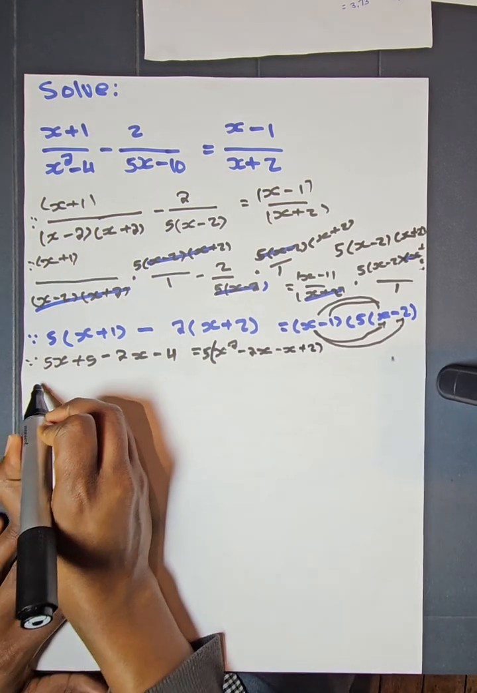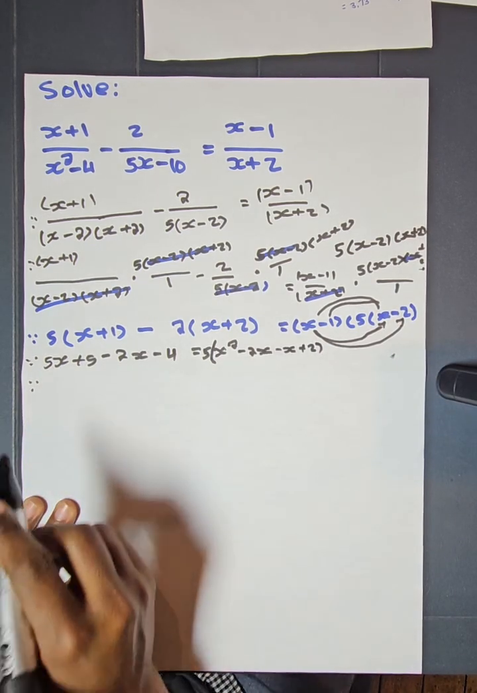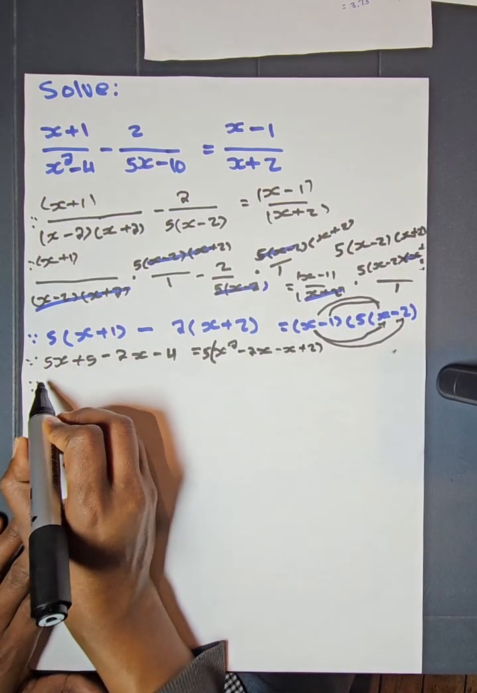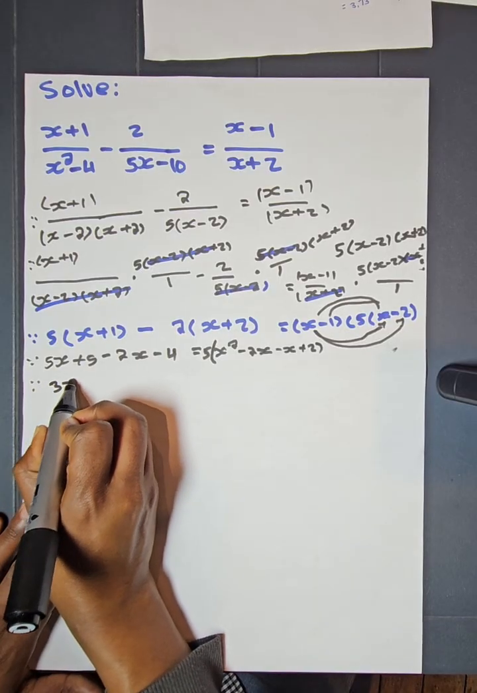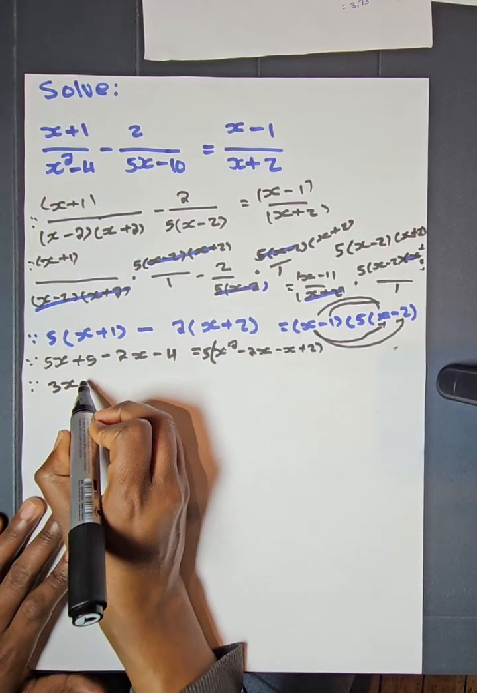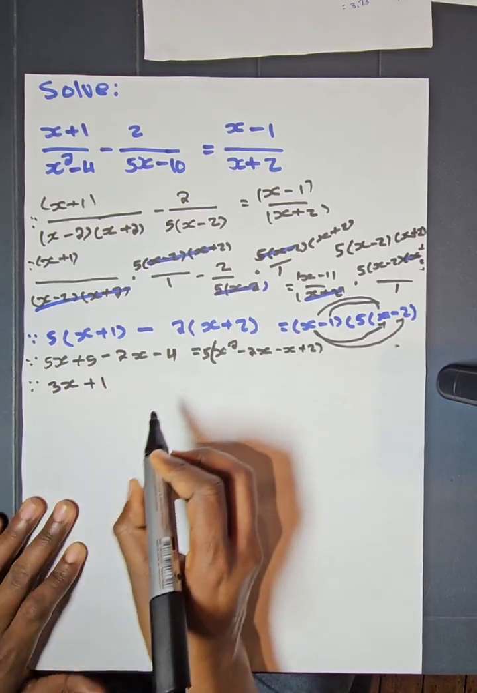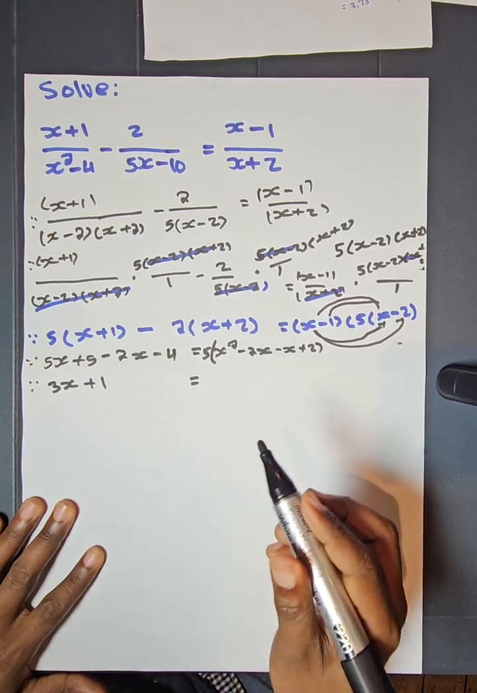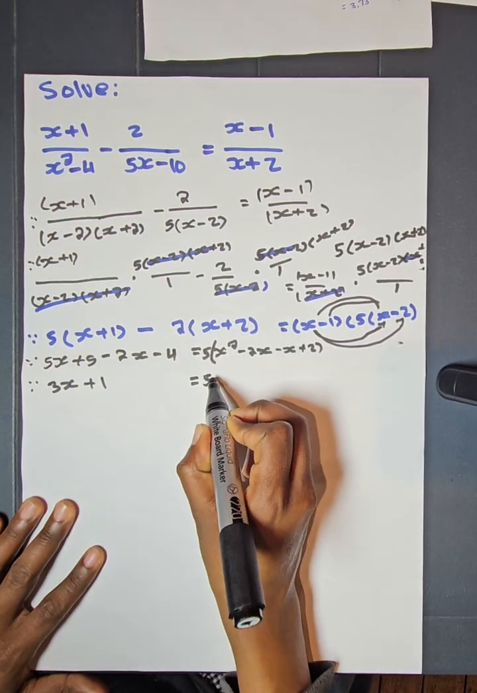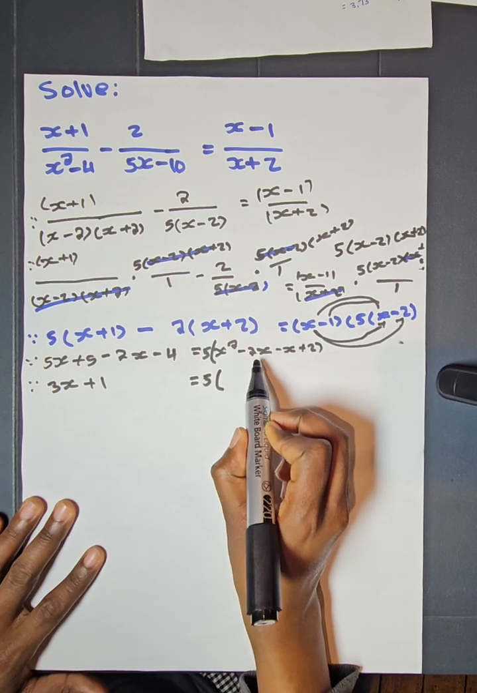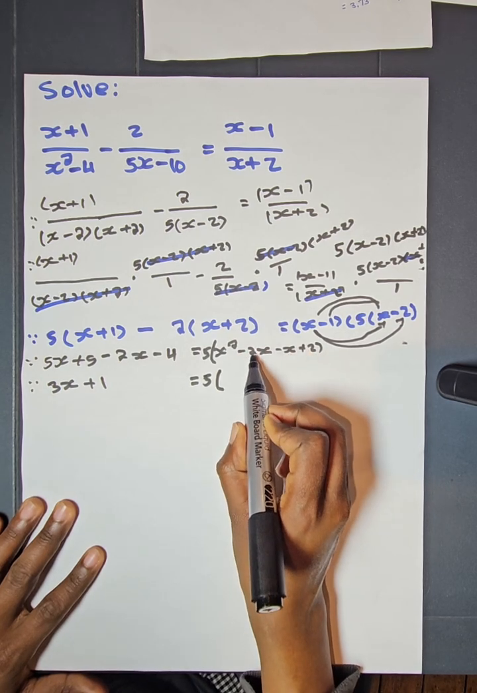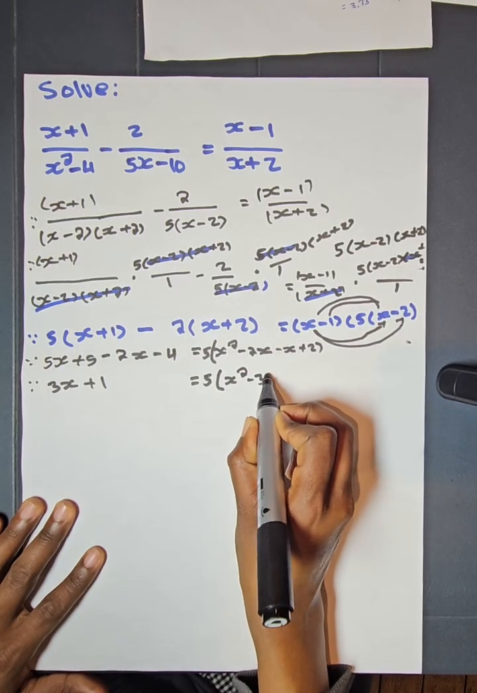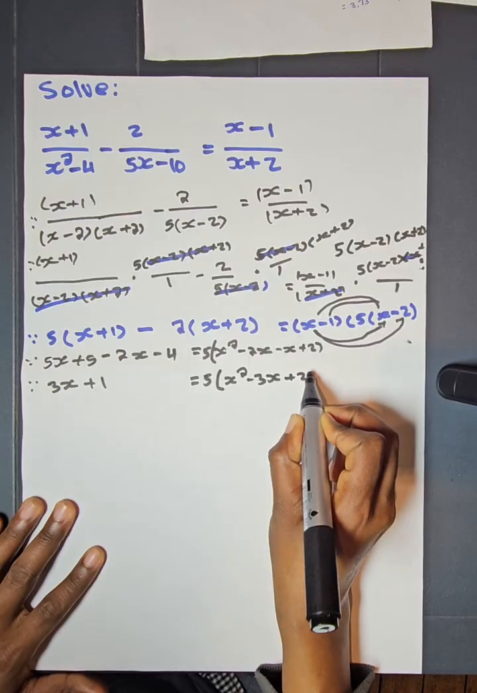Now, collect like terms. 5x plus 5 minus 2x minus 4. 5x minus 2x simplifies to 3x. Plus 5 minus 4 simplifies to plus 1. Equal to, collect like terms inside the bracket on the right side. Take your 5 and then open bracket: x squared minus 2x minus x plus 2. Minus 2x and minus x simplifies to minus 3x. Therefore you have minus 3x plus 2.